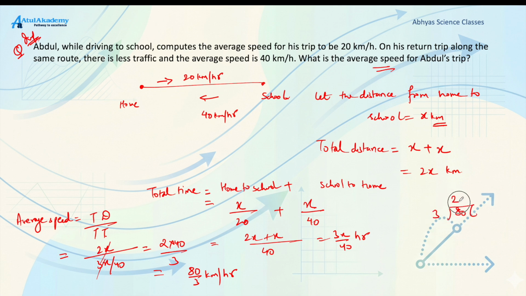So 3 2s are 6, 20, 3 6s are 18, again 2, 20, so 6 will come. So I'll write it as 26.67 km per hour. You need to round it off, students, right? So I hope this is also clear. Average speed does not mean you take the two speeds and divide by 2, find their average. No, you have to get the total distance, get the total time, and then solve it.